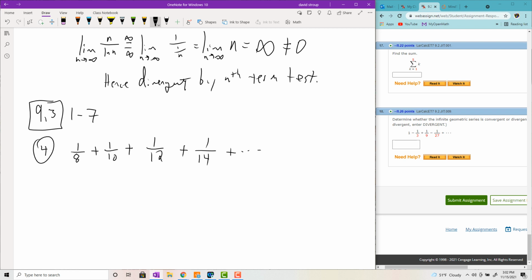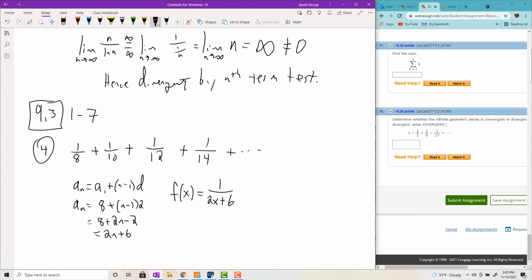So anyways, I need a formula for 8, 10, 12, 14. You could just use your arithmetic sequence formula, which is always a sub 1 plus n minus 1 times d. So in our case, a sub 1, 8 plus n minus 1. The difference between each term, 8, 10, 12, it's 2. So that would be 8 plus 2n minus 2, which is 2n plus 6. And usually I just guess those formulas, but at the end of the day, our formula in terms of x is going to be 1 all over the 2x plus 6, right?